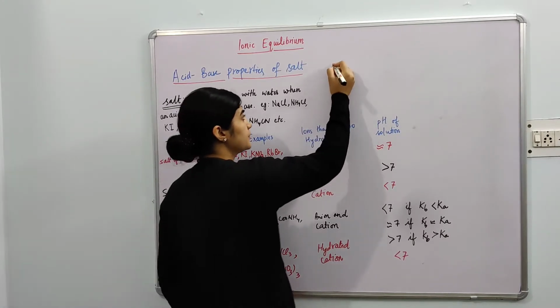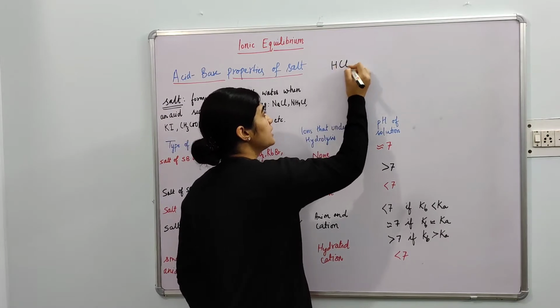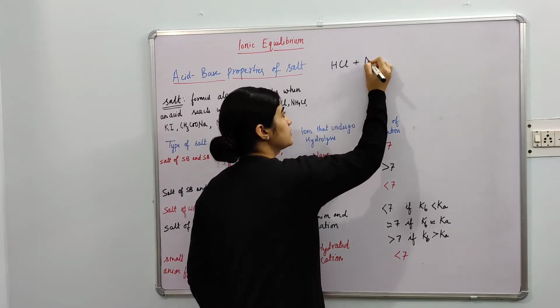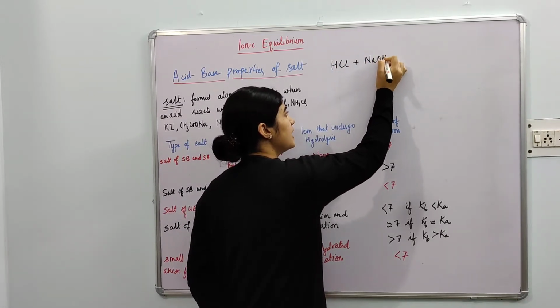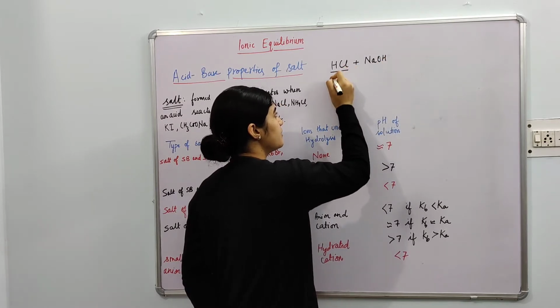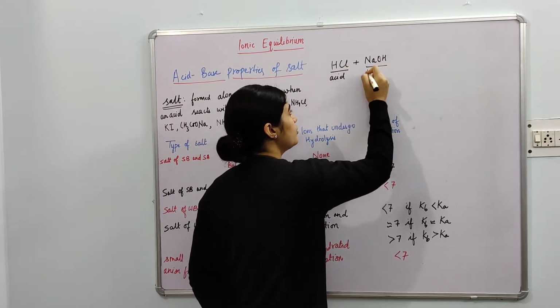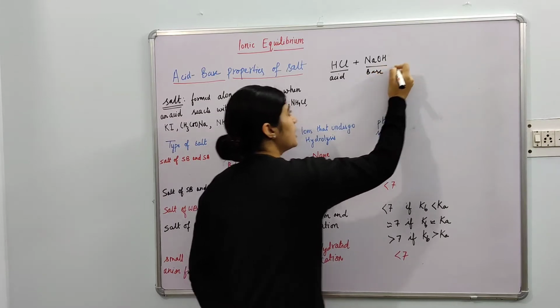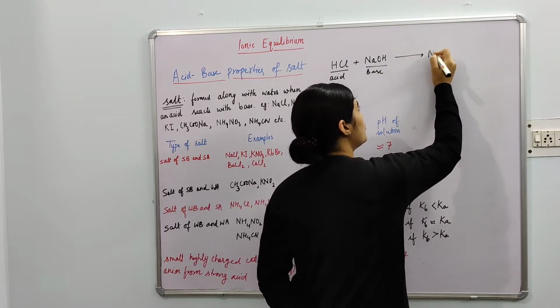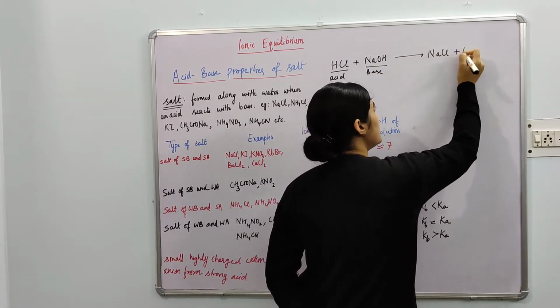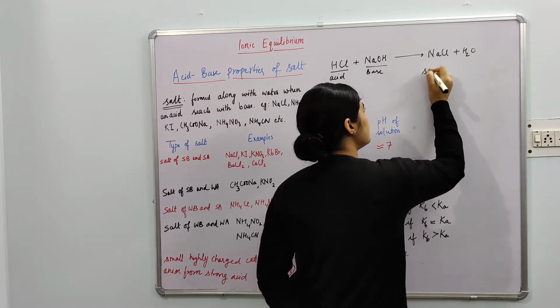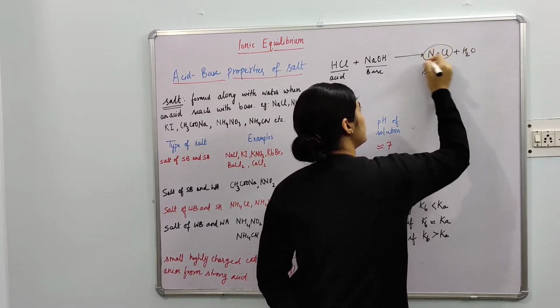So, if we take an example of HCl and NaOH, HCl is our acid while NaOH is our base, and these two react to form NaCl plus water. So this is our salt.